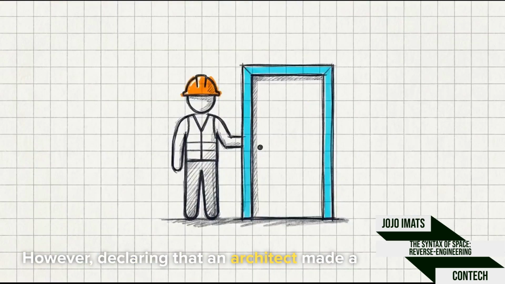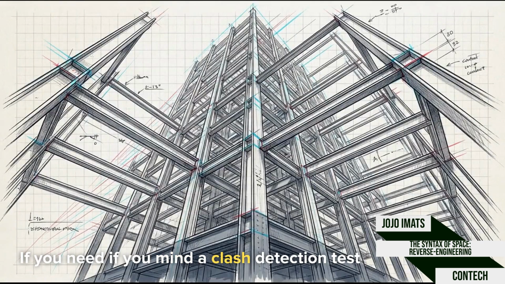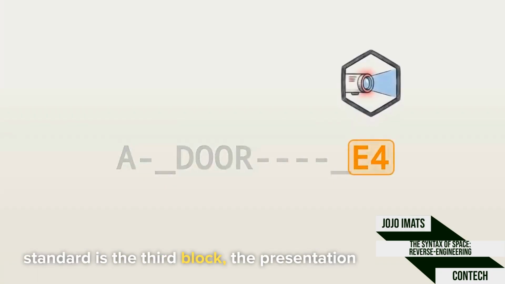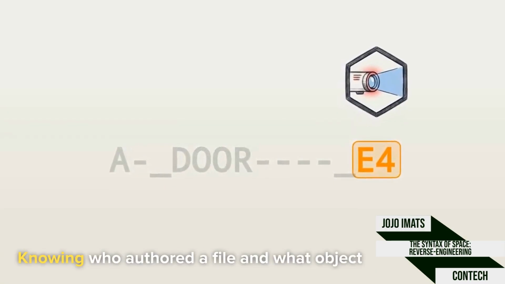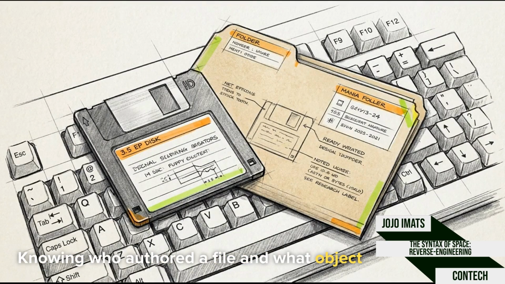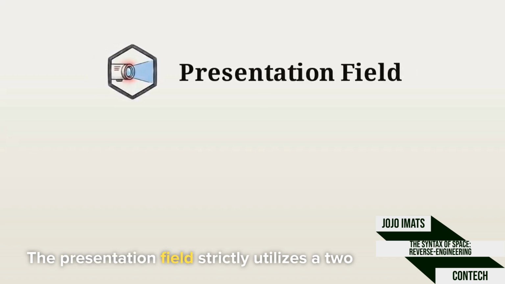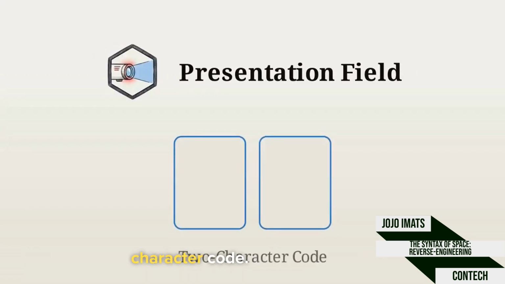However, declaring that an architect made a door only gives us the who and the what. If you need to run a clash detection test on a 50-story high-rise, that information is entirely insufficient for 3D coordination. The true structural engine of the CP83-1 standard is the third block, the presentation field. Knowing who authored a file and what object it contains serves no mechanical purpose unless the software also knows exactly how to project that data in 3-dimensional space. The presentation field strictly utilizes a 2-character code.